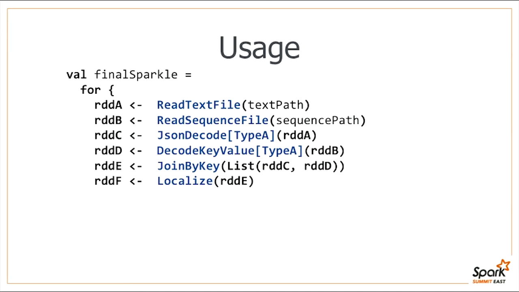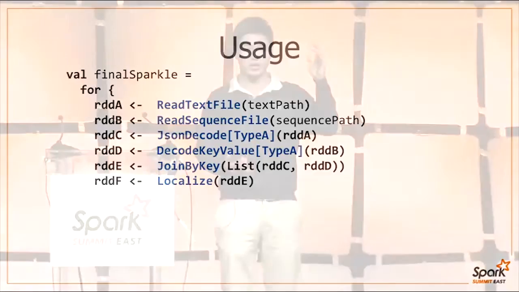And one of the more common things you might want to do is to take a global set of indices or IDs and convert it to an index that goes from 1 to n. So you're just localizing the IDs. You take RDD E and you feed it into localized Sparkle. And localized Sparkle happily takes your global IDs and writes them into 1 to n for you.